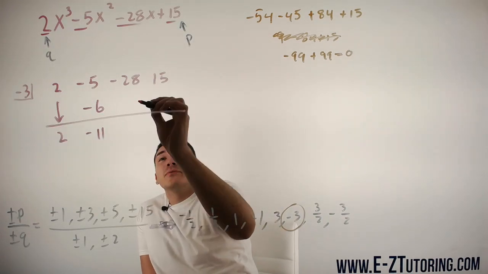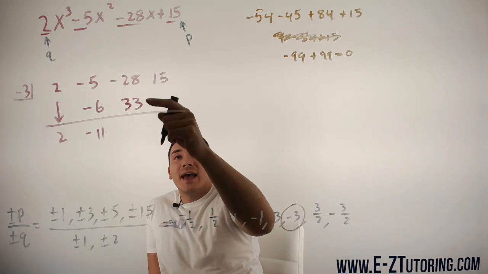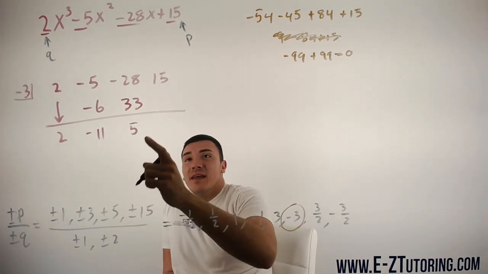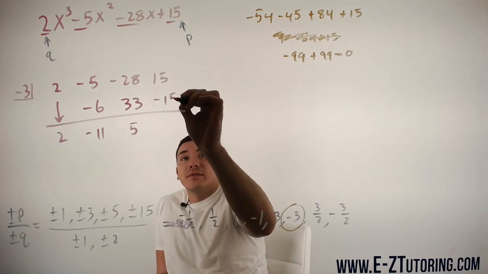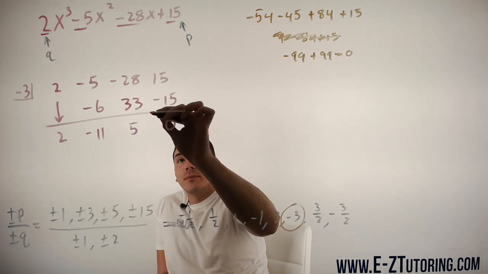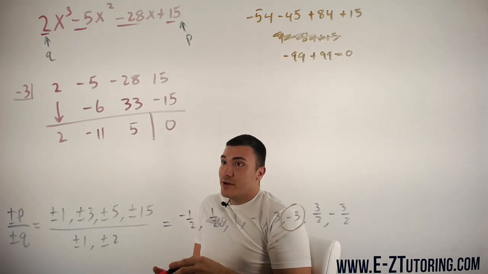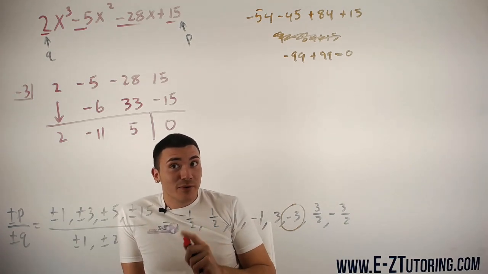-11 times -3 is +33. Add these, that gives you 5. 5 times -3 is -15. Add these, that gives you 0. Your last number is always your remainder. If you got a remainder of 0, you are a lucky man.